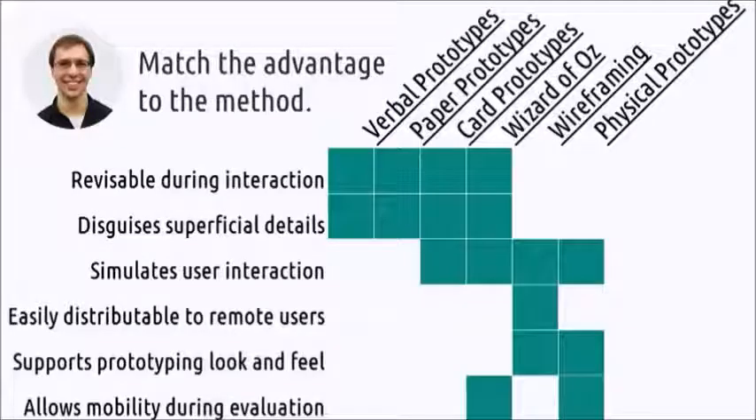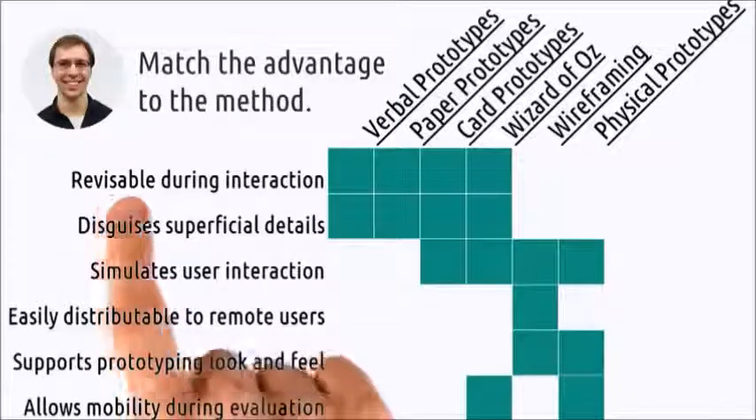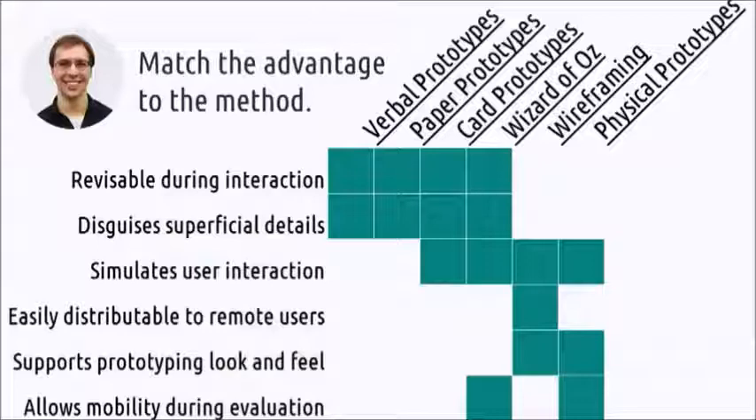So here are my answers. First, when we're talking about things that are revisable during interaction, we're talking about things that I, as the experimenter, can get feedback from my user and immediately change my prototype. So if they say that that button label doesn't really make sense, I can cross out that button label and immediately change it. That makes sense for prototypes that are very low fidelity.